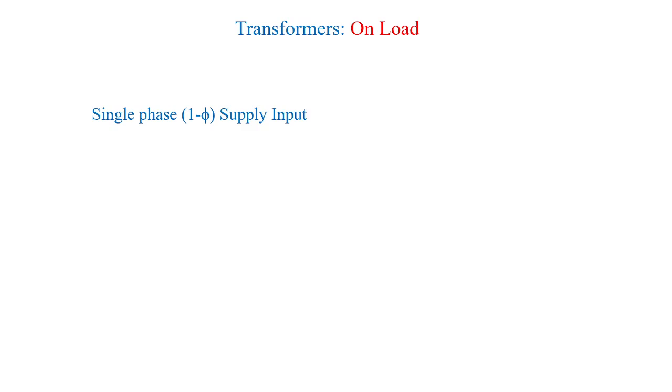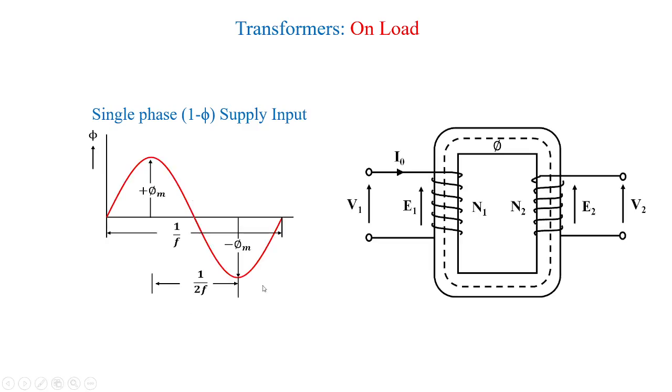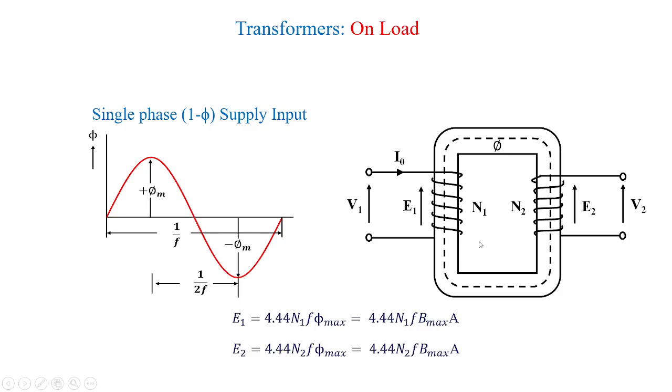What we know is that when a single phase AC input is applied to a single phase transformer, due to mutual inductance, the flux sets up in the secondary winding due to the primary winding, which is supplied by input voltage source V1, which is delivering a current I0, known as the no load current when the transformer is not loaded. Then we have also seen in our past classes the EMF equation of the transformer, E1 and E2, which are obtained in the primary and secondary windings.